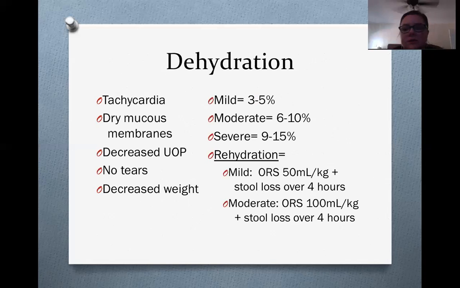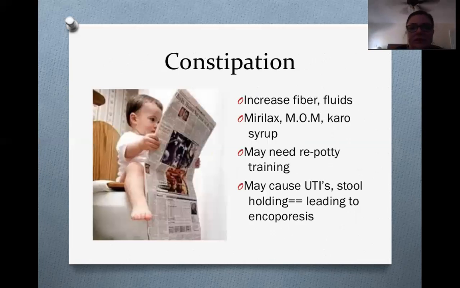And this is just a way to calculate that we're rehydrating, and so we can tell them objectively. The best thing to do is to write this out on a prescription pad or something, with specific instructions of how much Pedialyte to give. But tachycardia, dry mucous membranes, decreased urinary output, which we talked about, and weight. So I would put a star by the decreased weight and decreased urinary output, because those are the two things that are going to be the easiest for you to find.